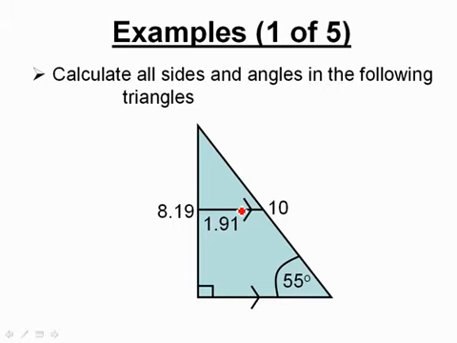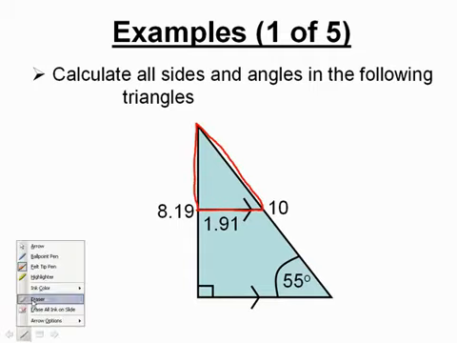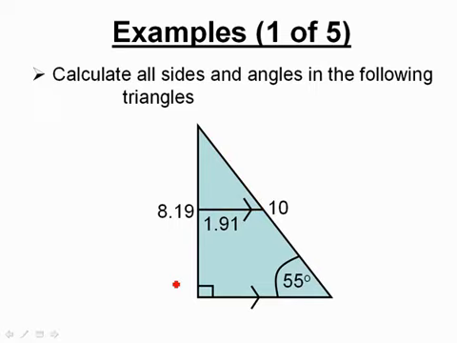And now for some examples at the end of our lesson. Calculate all sides and angles in the following triangles. As you might see, there's two triangles: the big one, and this small one right here. The big triangle has a vertical side of length 8.19 and a hypotenuse of length 10. The smaller triangle has a base of 1.91. Using only this information, you have to find all the angles and all the sides of both triangles. And you know this angle is 55 degrees.